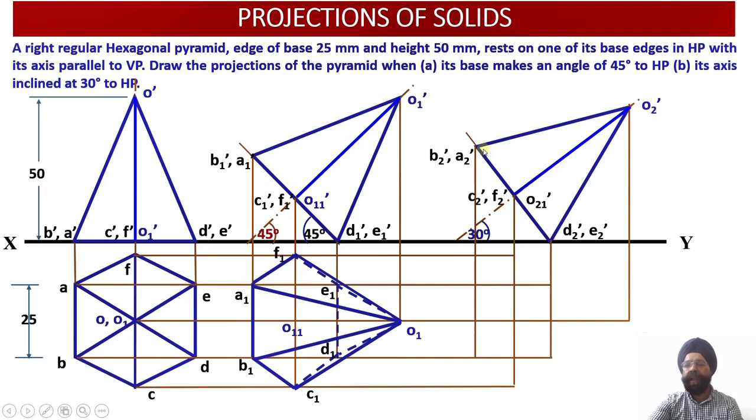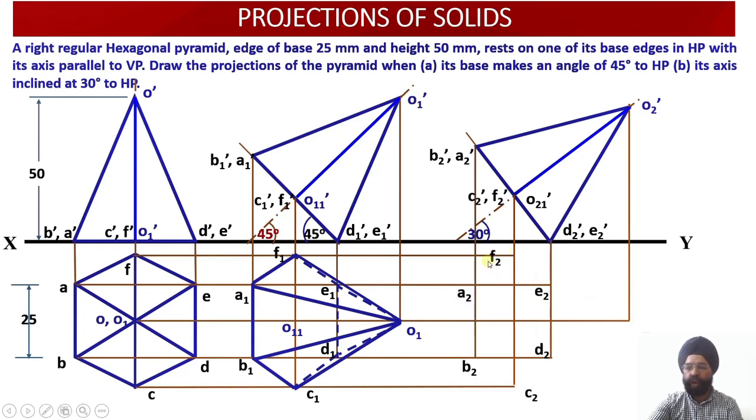And now you see, these are the projections which are obtained assuming that the axis of this particular hexagonal pyramid is inclined at an angle of 30 degree to the horizontal plane. Now we need to obtain the projections of this hexagonal pyramid in the top view and see how the change in orientation makes a difference regarding the projections which will be obtained on the horizontal plane.